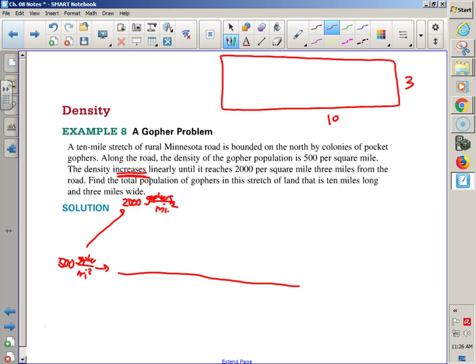Why would it make sense that there would be a heavier density of gophers the farther away you get from the road? Well, maybe roadkill and then less distraction. Like what gophers are like, yay, I want to settle here. There's tons of cars whizzing by. So it makes sense the density wouldn't be the exact same everywhere, right?